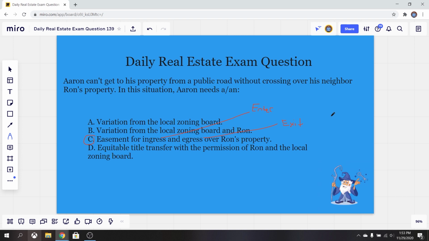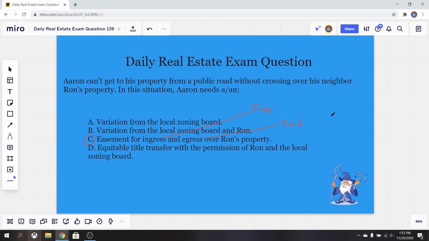And again, in this situation, let's be real. Aaron is landlocked. If you can't get into your property, you need some way of getting into it. And normally in this situation, you would need to figure something out with your neighbor. So in this situation, he would need an easement for ingress and egress. I know it's a little bit of a tongue twister. Ingress, egress. Say it with me. Ingress, egress. But yeah, so that's going to be it.